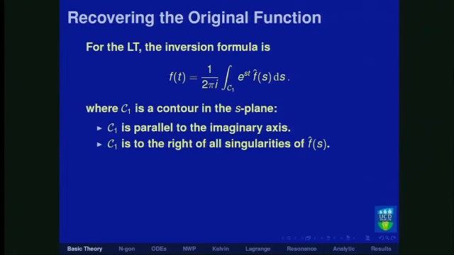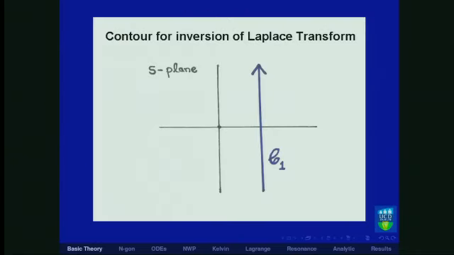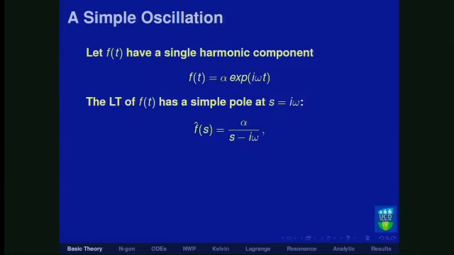Okay, now how do we get back again? Well, there is an inverse transform. It's a little more complicated than the Fourier case, because you now must integrate in the complex s plane. So the contour here, C1, will be, well, I'll show you a picture in a moment. There's a vertical line to the right of all singularities.